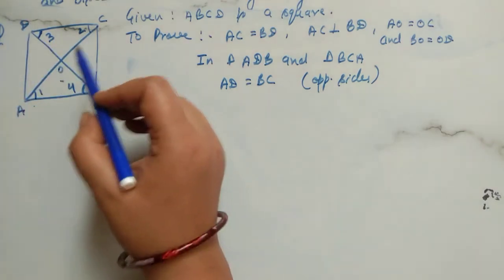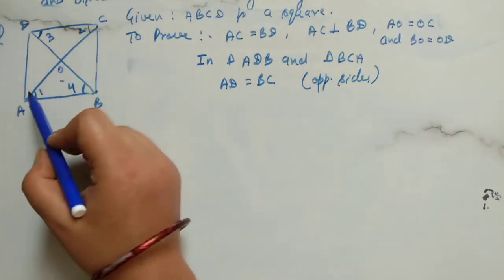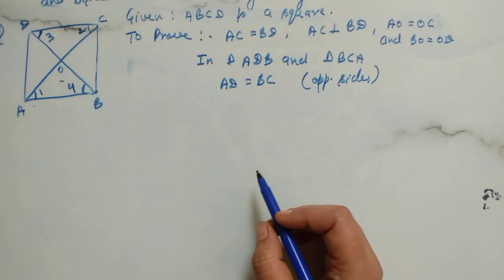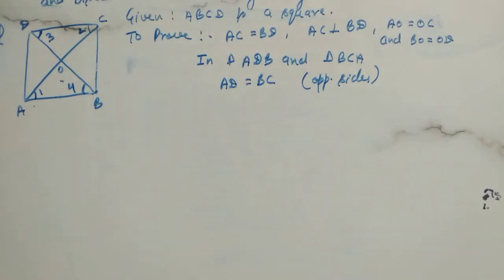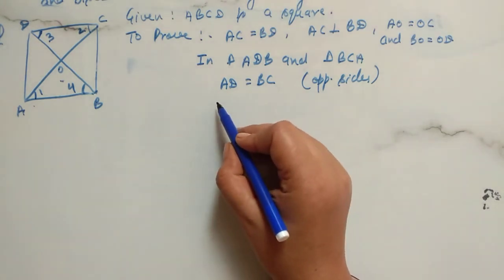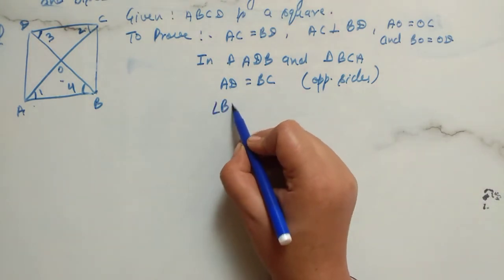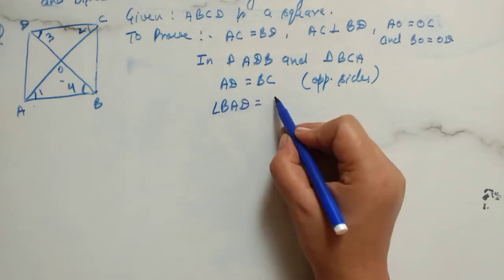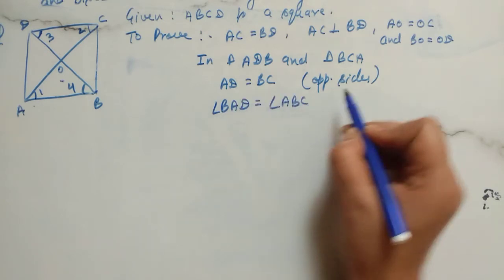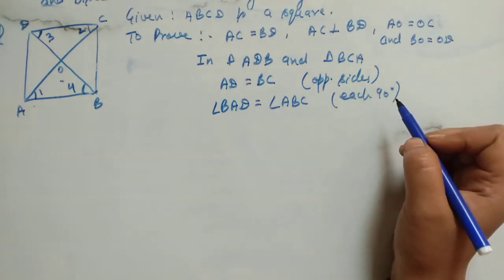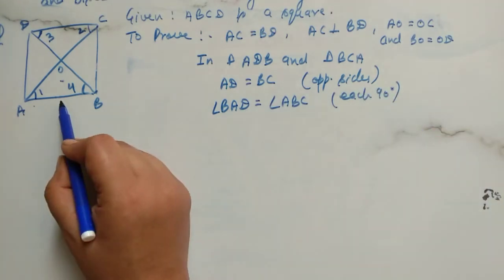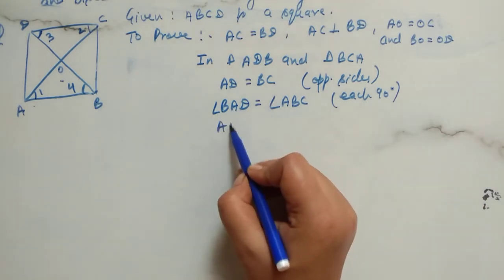Angle BAD is equal to angle ABC. These two angles are equal, each 90 degrees, because all the angles of a square are 90 degrees. So what can we write? Angle BAD is equal to angle ABC. Reason: each is 90 degrees. And the third thing, we have this side AB as common.